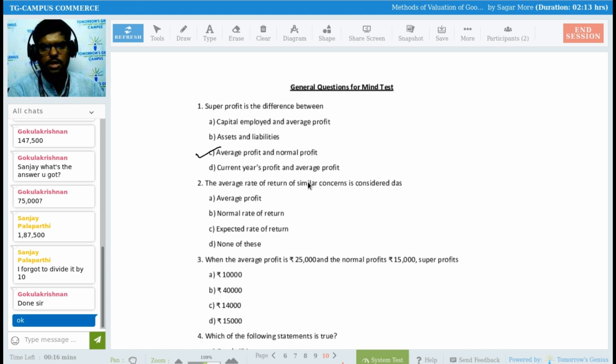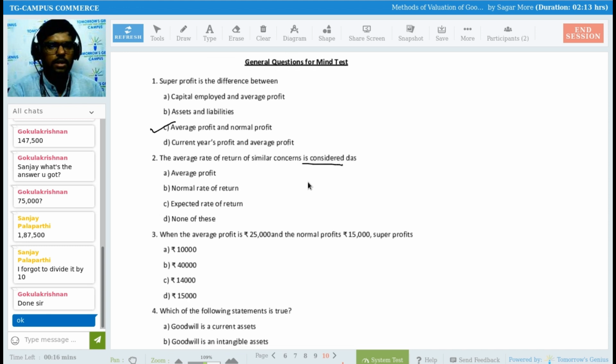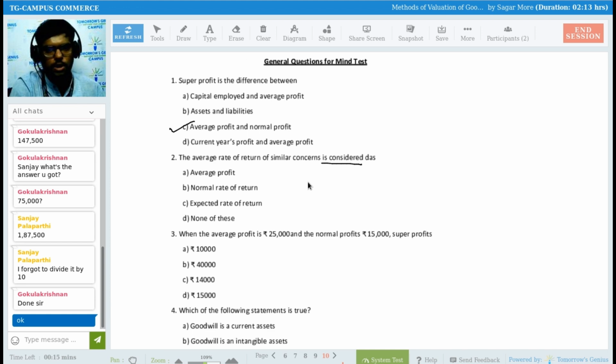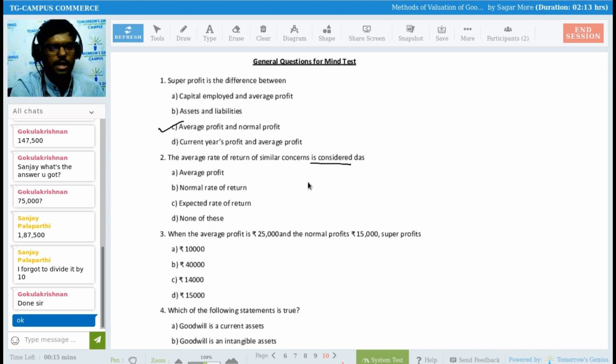So average rate of return of similar concern is considered as normal rate of return. I gave you an example now. We are planning to start an evening snack business, right? There is one person standing in front of us selling dosa and idli, and he is expecting 10%. That 10% is nothing but normal rate of return. Average rate of return of similar concern, similar concern means similar business. So normal rate of return is the correct answer.